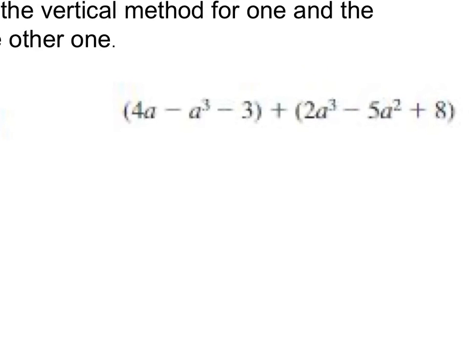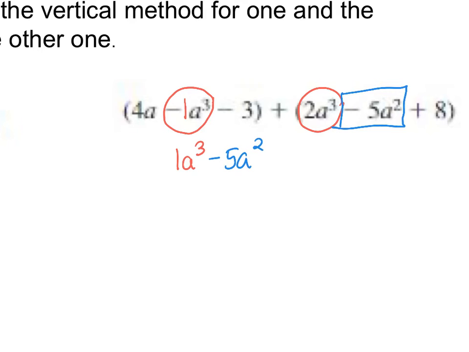This you're probably more familiar with from last year. So I'm going to circle like terms. First, I'll put a sign here. So I have a negative 1a cubed and I have a 2a cubed. So negative 1 plus 2 would be 1a cubed. I'll switch colors. I don't see any other a squareds, but remember I need to go in descending order. So I will now subtract 5a squared.